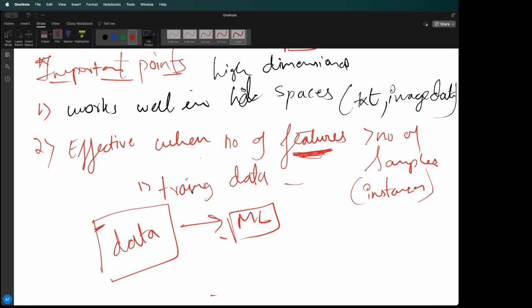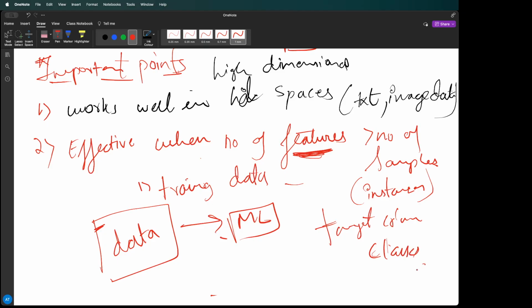Now Akshay said maybe the classes we are giving. The classes you are giving are your target column classes, right? Target column classes, that is a different thing. Target column classes means either hard-margin or soft-margin SVM. That is not a sample.